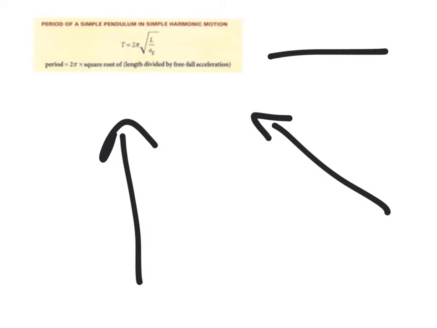The final part of measuring simple harmonic motion is the period of a simple pendulum in simple harmonic motion equation, which is right here. This is T equals 2 pi square root of L over g, which is the period equals 2 pi multiplied by the square root of length divided by free fall acceleration.